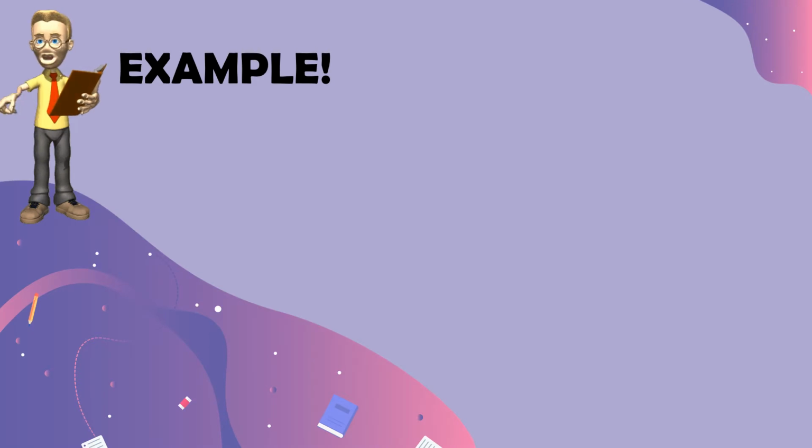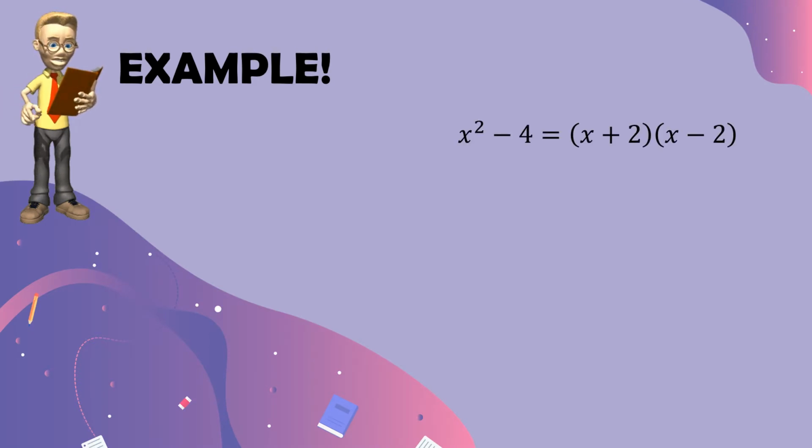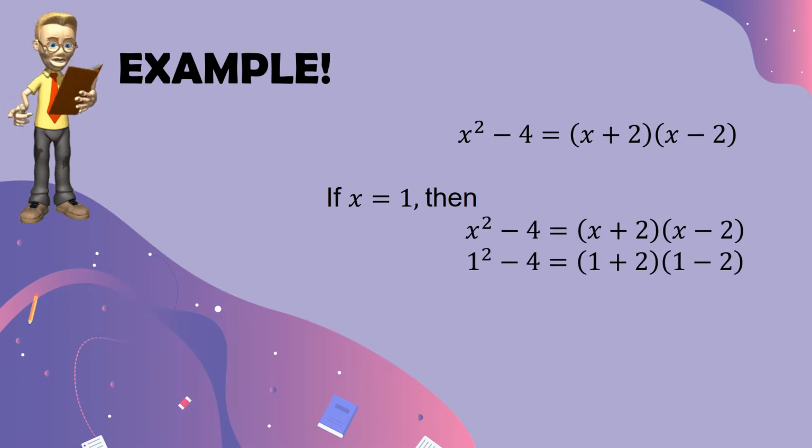So let's take a look at this example. So this equation, x squared minus 4 equals the product of x plus 2 and x minus 2. This is an example of an identity. Now, verify natin siya by letting x equals 1. So isa-substitute natin siya dun sa equation. And we have 1 squared minus 4 equals the product of 1 plus 2 and 1 minus 2.